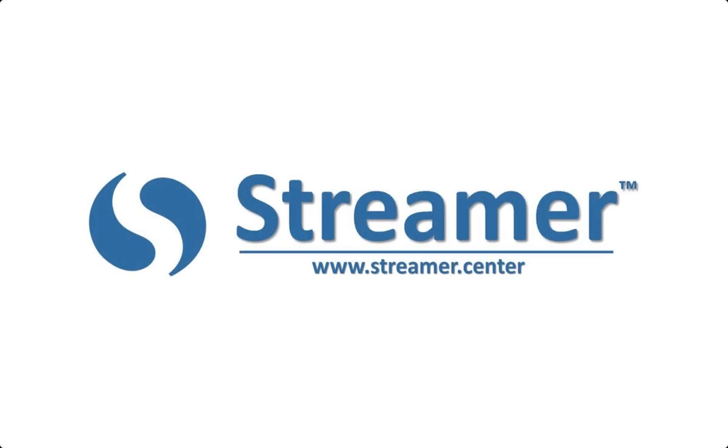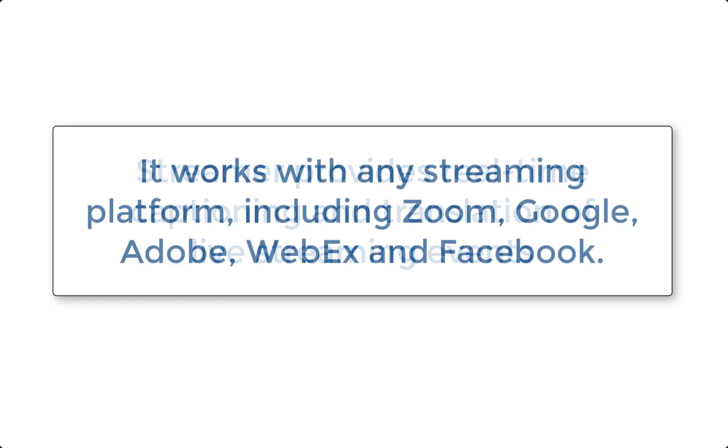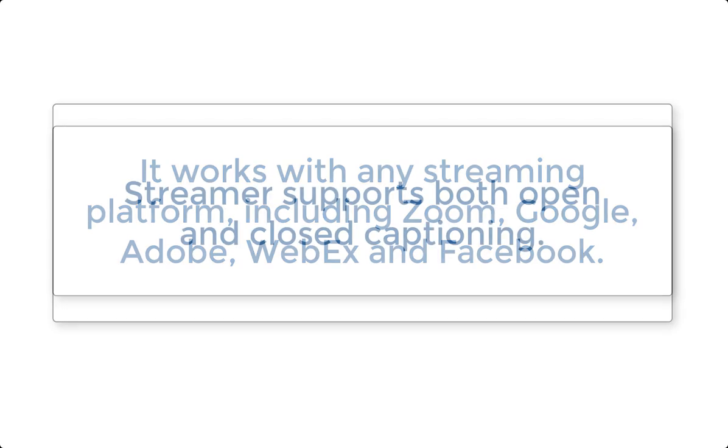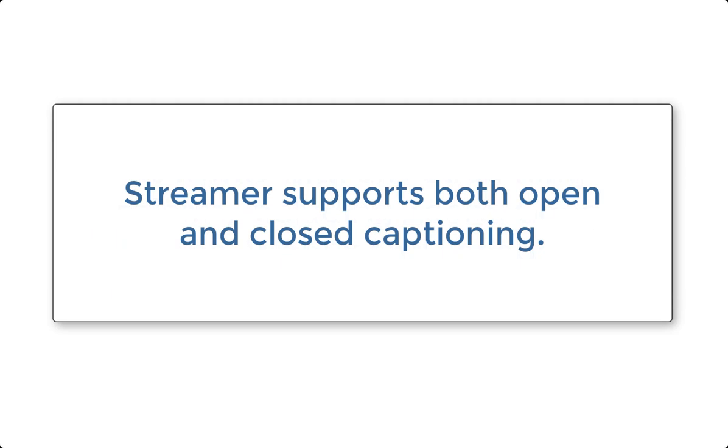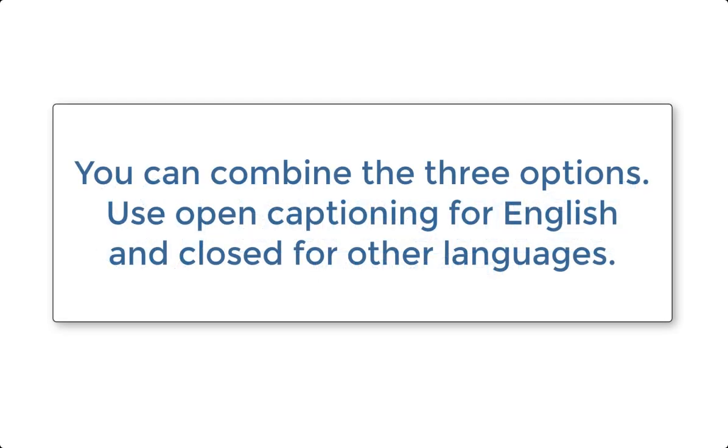Let's do a quick review of this video. Streamer can be used with any live streaming package to provide real-time captioning and translation of whatever anyone says. This includes platforms from Zoom, Google, Adobe, Cisco, Facebook, and more. You can use open captioning, where everyone sees the live transcription, or closed captioning, that is viewed just by individuals that want to see it. And you can use a combination of these approaches, where the open captioning may be in English, and individuals can choose to view closed captioning in another language.